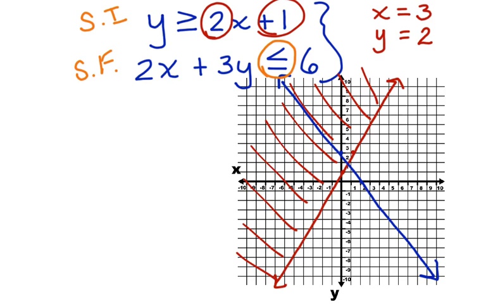Because we are looking for a region they have in common, we can already see that this area right here has an overlap. We can shade all of this area in. The solution to this system of inequalities can be found in the orange area.